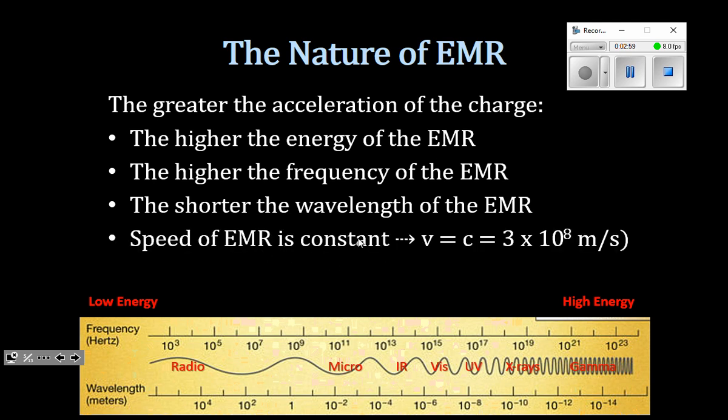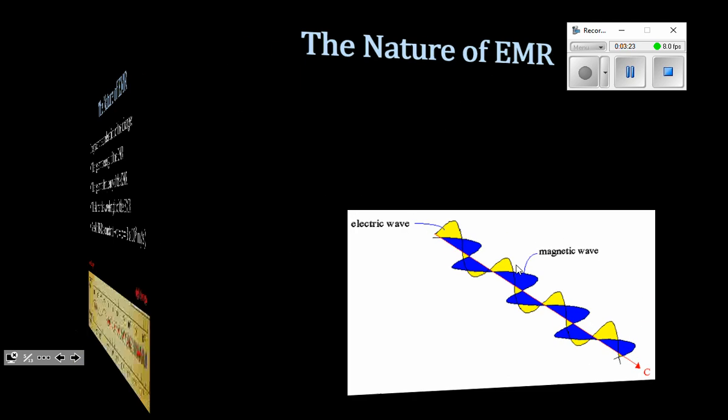But the speed of EMR is pretty much constant. We use v, but we can always also use the letter c specifically for the speed of light, which is 3.00 times 10 to the 8 meters per second. That is in air or in a vacuum. So we're going to find later on that it does slow down when it goes through a more dense medium, such as glass or water or diamond. We'll deal with that as we get to it later on.